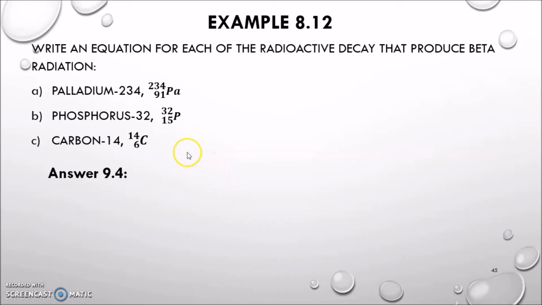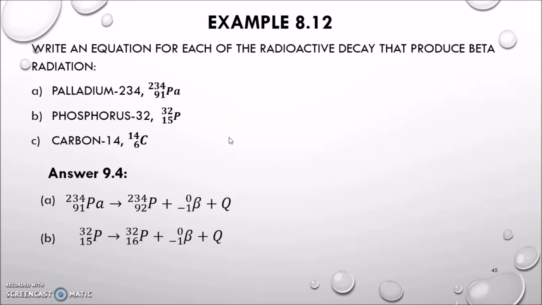Example 8.12, write an equation for each of the radioactive decay that produce beta radiation. A. Palladium. It will undergo beta decay, produce a new element, plus beta particles, plus energy. For B, we have phosphorus. It will undergo beta decay to produce a new element, plus beta particle and energy. For C, carbon undergoes beta decay to produce a new element, plus beta particle, plus energy.